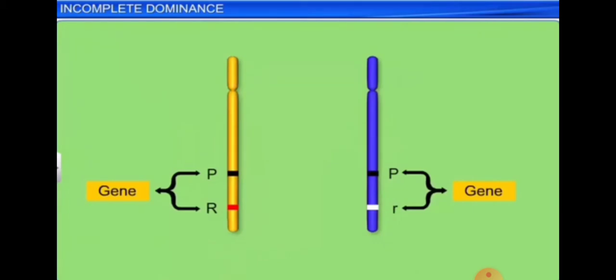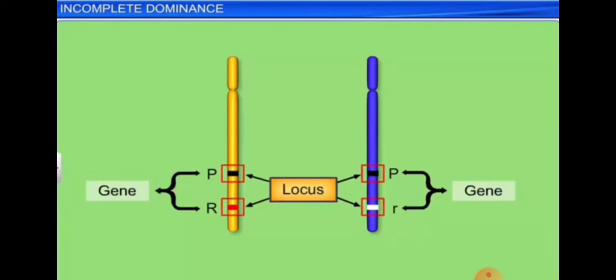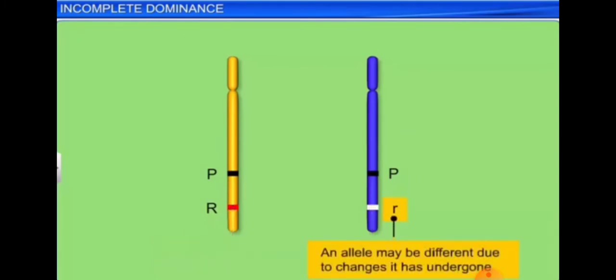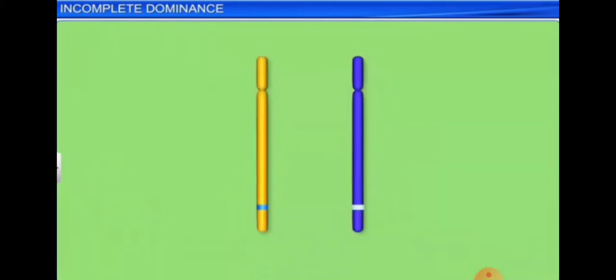You know that a gene is a unit of heredity that occupies a fixed position on a chromosome, called the locus. A gene generally has two forms called alleles. In homozygotes, the alleles are the same, whereas in heterozygotes they are different. An allele may be different due to certain changes it has undergone, which modify the information contained in that particular allele.